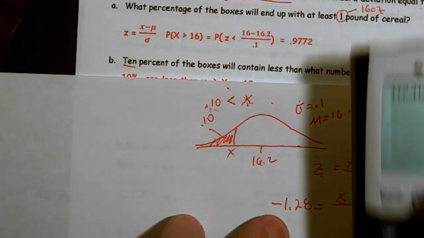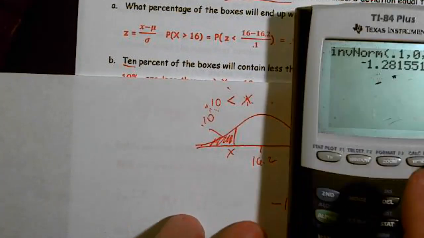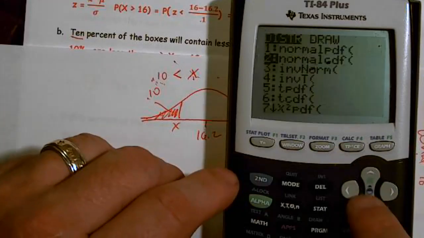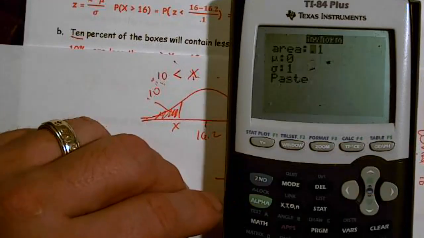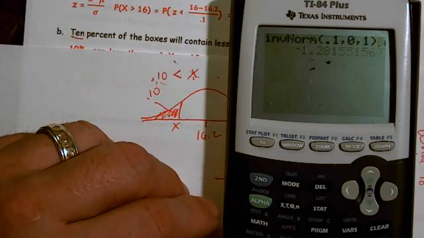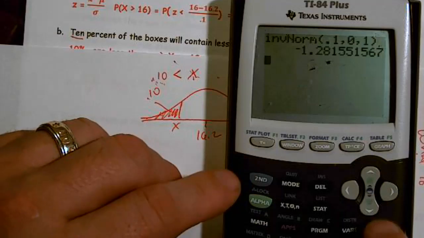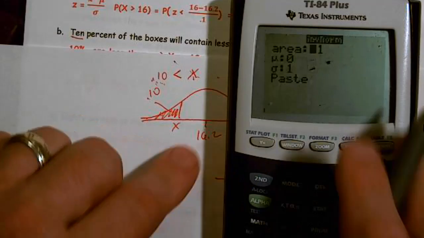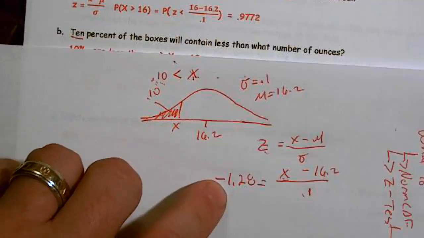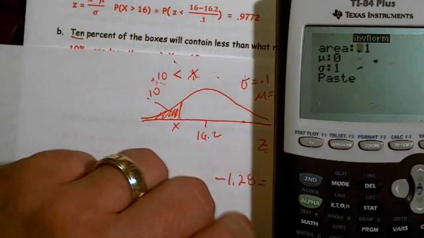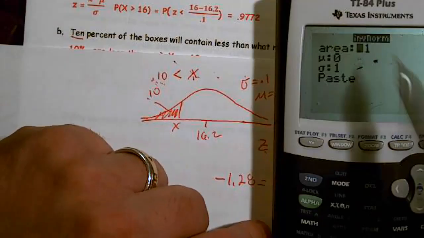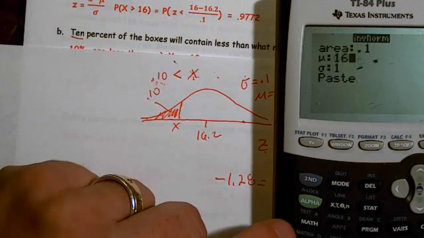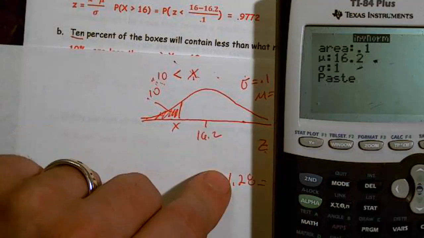At that point, I can go back and re-enter the inverse norm. So first off, I did it like this: inverse norm, area is 0.1, mean of 0, standard deviation of 1. Then I go second vars, inverse norm, and I'm going to use the actual values. The area is 0.1, that's what I'm interested in. I have a mean of 16.2 and a standard deviation of 0.1.